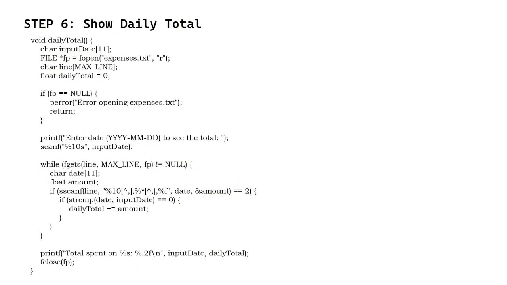Step 6. Show daily total. This function prompts the user to enter a date. It then reads expenses.txt, extracts the date and amount from each line, and if the date matches the user's input, it adds the amount to a running total. Finally, it prints the total spent on that specific date.